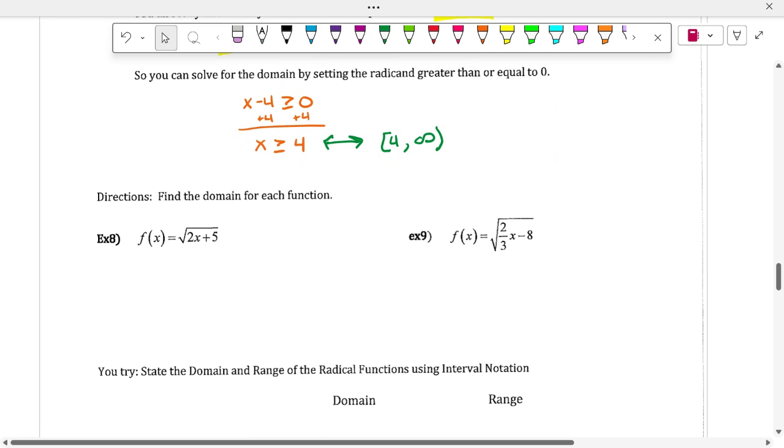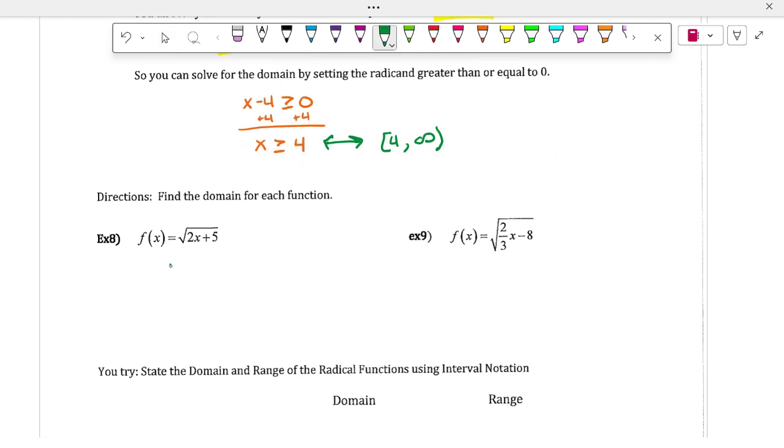All right, so let's see if we can find these domains. I'm going to set what's under the radical to greater than or equal to 0. If I solve this, what would my domain be? Subtract 5, divide by 2. How would I rewrite that using interval notation? Good.